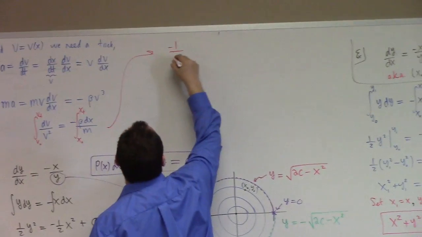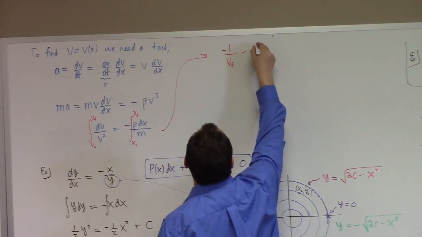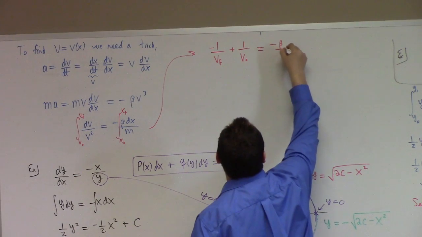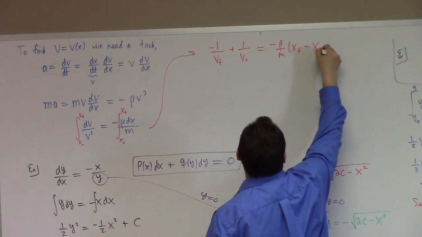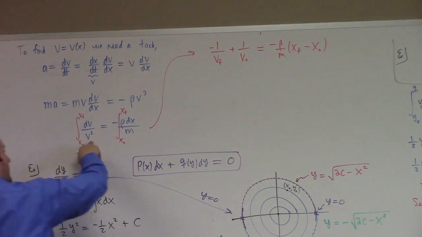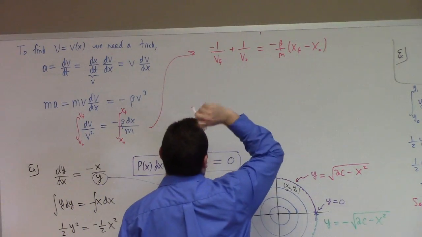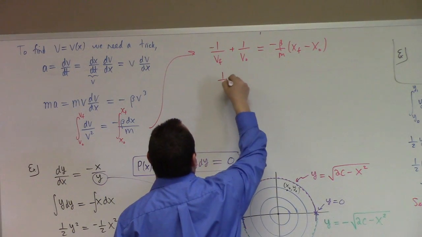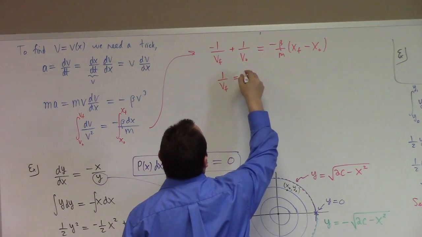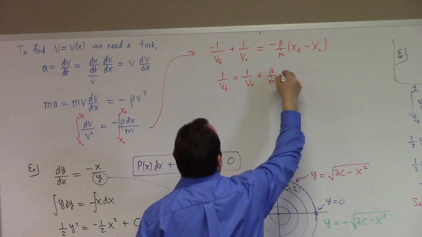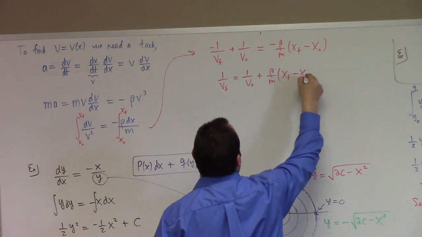Minus 1 over vf plus 1 over v naught is equal to minus beta over m times xf minus x naught. See, because the integral of 1 over v squared is minus 1 over v. So then use the fundamental theorem of calculus. And so you can solve this for 1 over vf, which is equal to 1 over v naught plus beta over m times the final x minus the initial x.